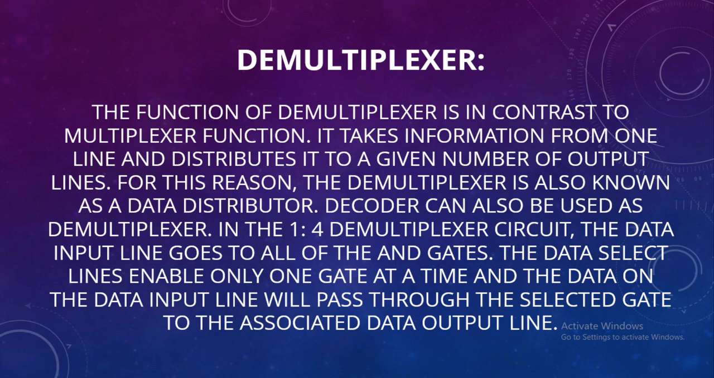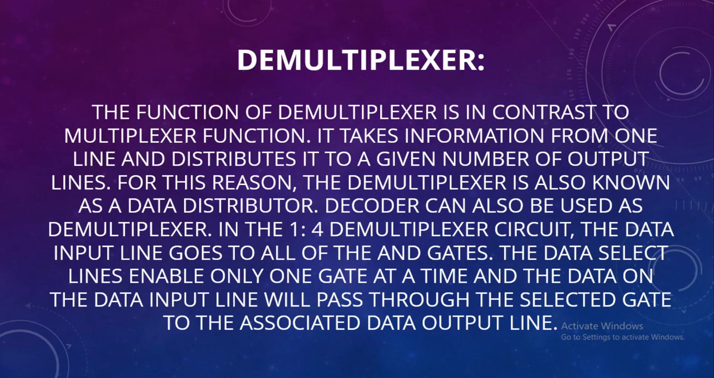Now let us discuss about the demultiplexer. The function of demultiplexer is in contrast to multiplexer function. It takes information from one line and distributes it to a given number of output lines. For this reason, the demultiplexer is also known as a data distributor. Decoder can also be used as demultiplexer.